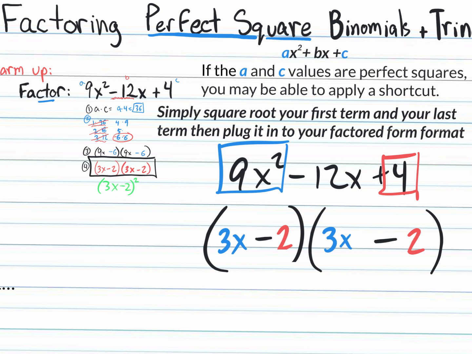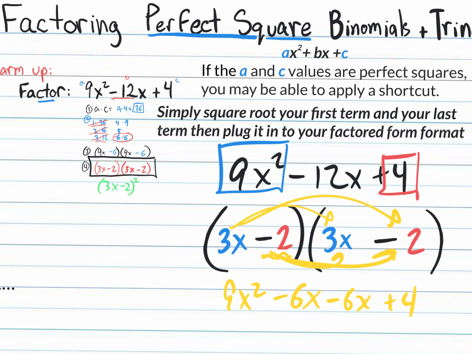But whenever you do this and you don't have the actual answer to double check it, I want you to distribute, combine like terms, and see if it works out. So I want you to do this. 3x times 3x, 9x squared. 3x times negative 2, negative 6x. Negative 2 times 3x is another negative 6x. Negative 2 times negative 2 is positive 4. And as you can see, when you combine the negative 6x with the negative 6x, you will get that b value, negative 12x.